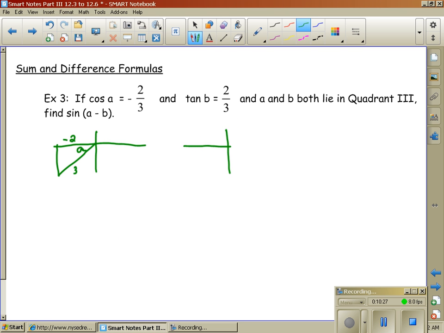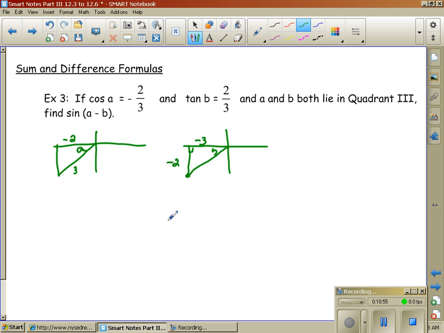Tangent, my B triangle. So make another one for your B triangle. Tangent is opposite over adjacent, so 2 over 3. So here's where it becomes important about the negatives, right? We go over negative and down negative to graph this point. So this is negative and this is negative.